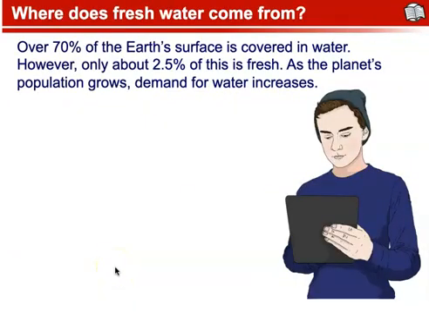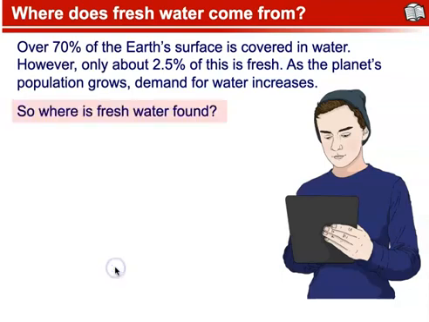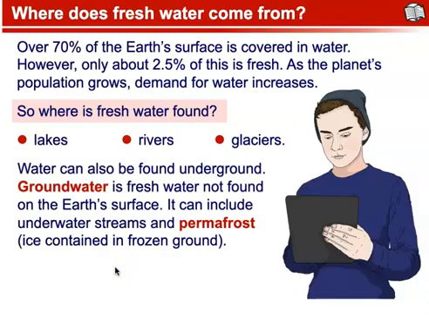Where does fresh water come from? Over 70% of the Earth's surface is covered in water. However, only about 2.5% of this is fresh. As the planet's population grows, demand for water increases. So where is fresh water found? It's found in lakes, rivers, glaciers.